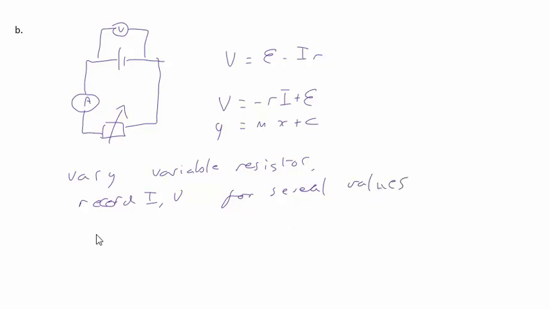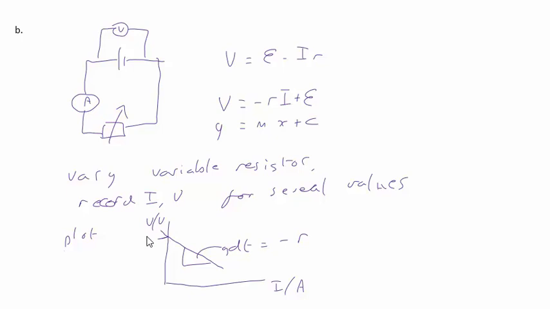We would then plot a graph of the terminal potential difference in volts against the current in amps. We would have a negative gradient, something like this, and the gradient is equal to minus the internal resistance. Incidentally, we don't require it, but the EMF is given by the y-intercept.